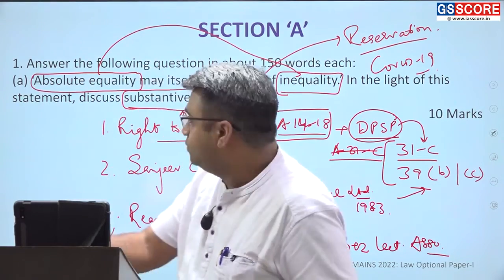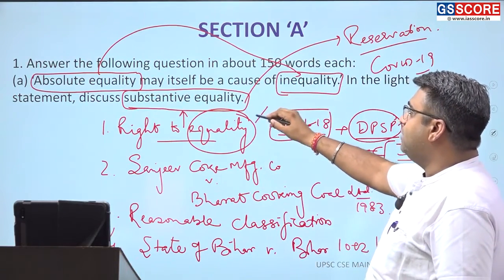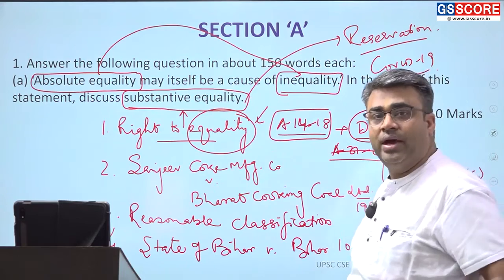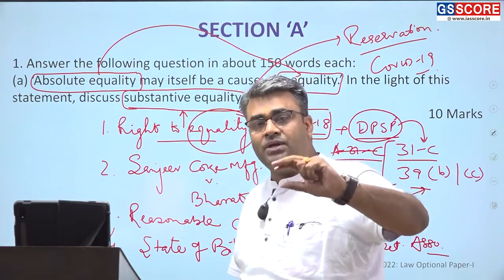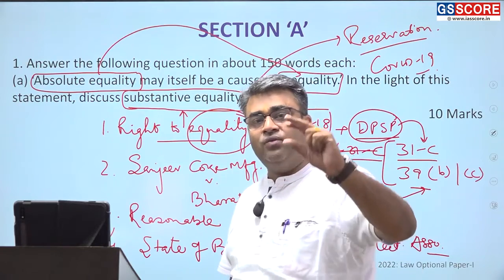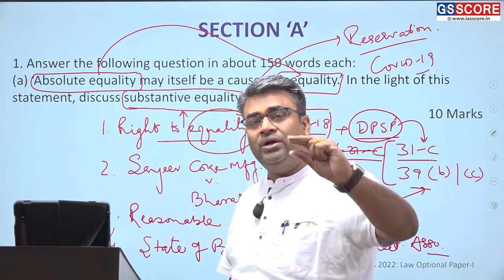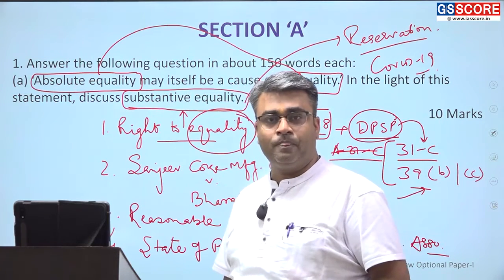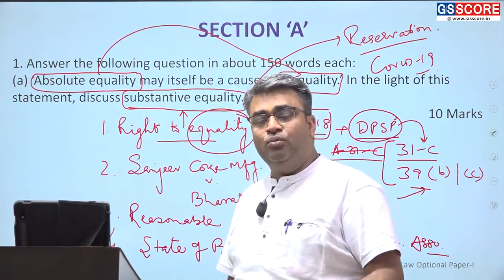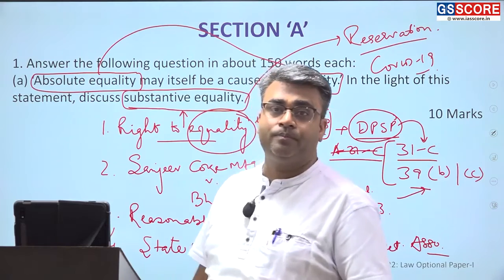So in this case, first start writing about the right of equality given in the constitution, then explain absolute equality, explain substantive equality, and explain why absolute equality can be a cause of inequality, because when you treat equals with unequals, this will obviously cause inequality. So either you make unequals equal or you treat them as unequals only.